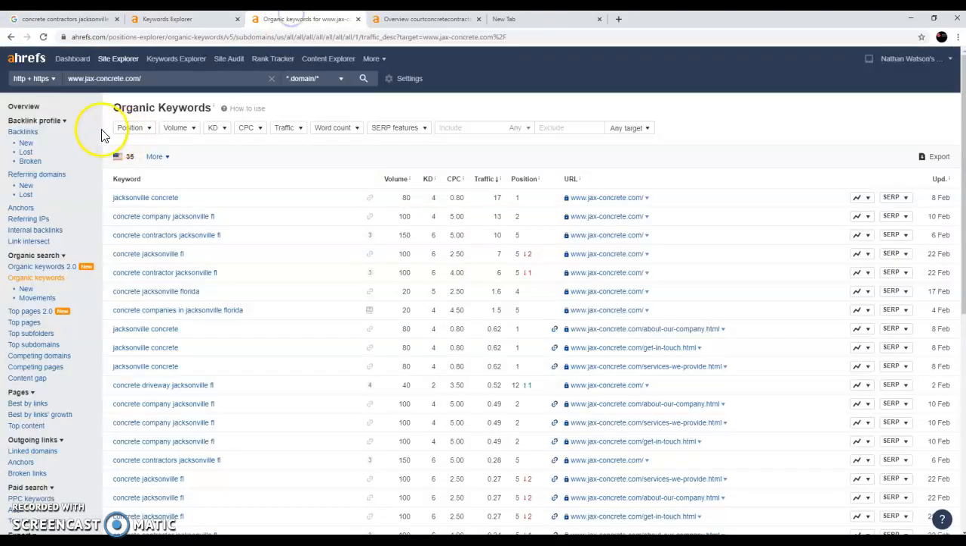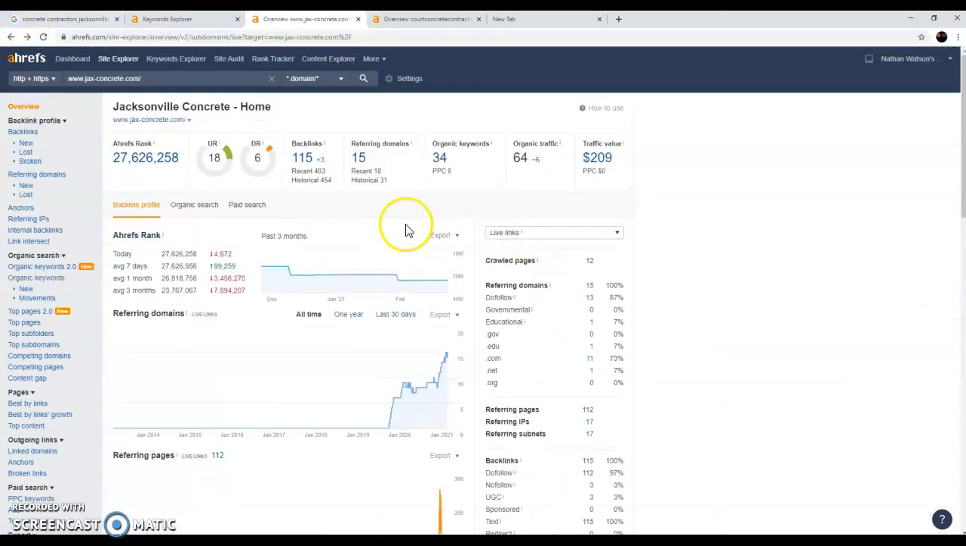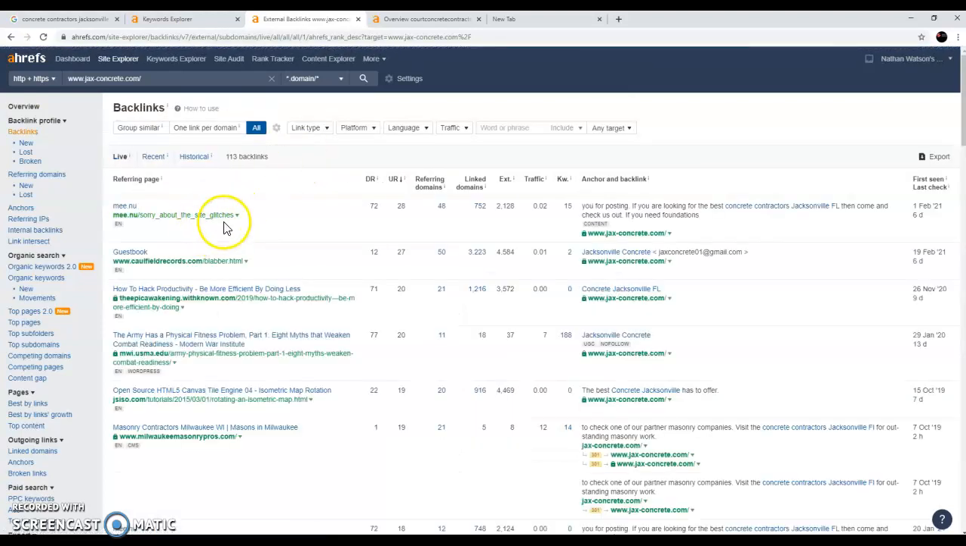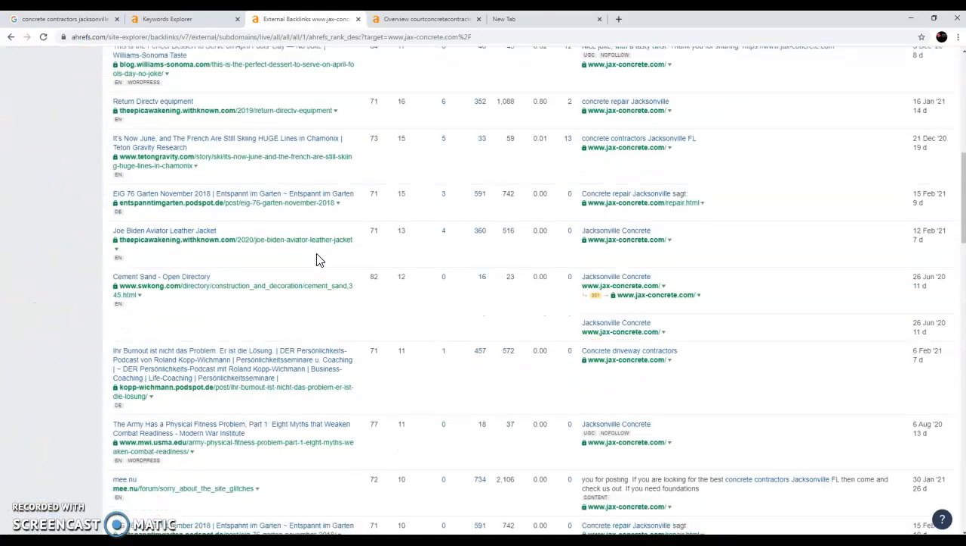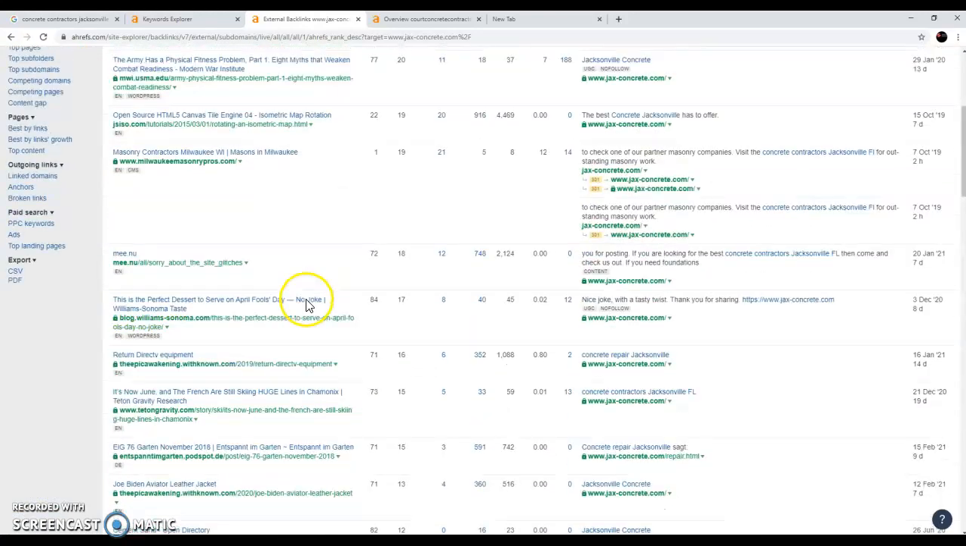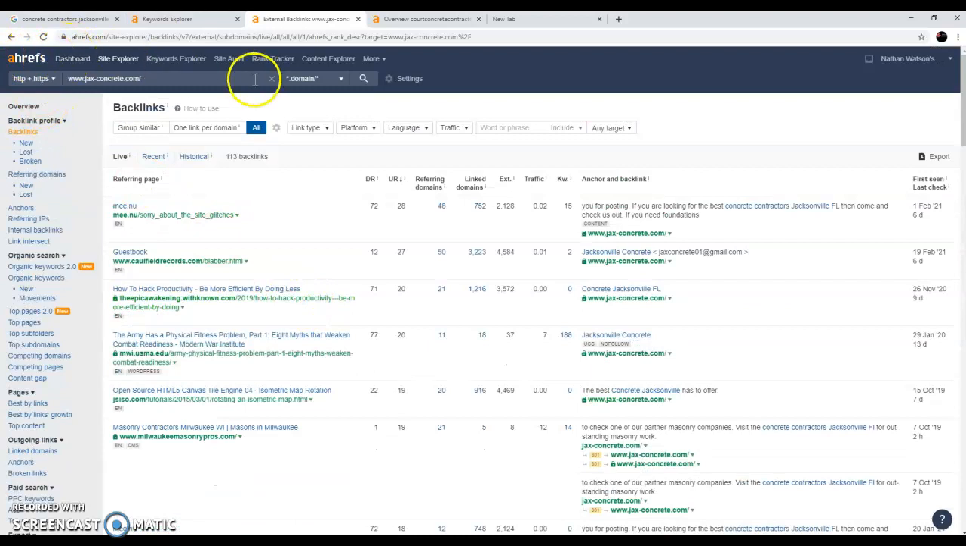backlinks. Backlinks, as we'll see here on their website, they have 115. Now, it's important to note that they have a domain rating of 6. So that probably means they're not very high on Google's list as far as being an authority on concrete. So they probably have a bunch of backlinks that don't have anything to do with concrete and are bringing their rating down. So that's the thing about backlinks.